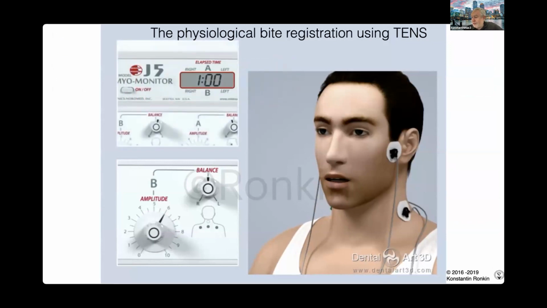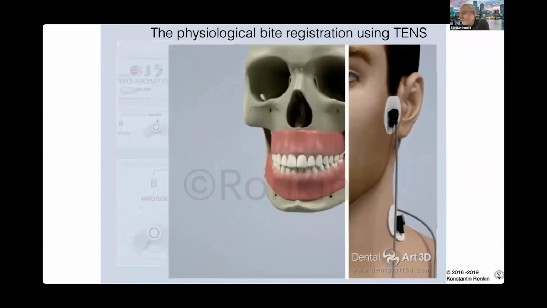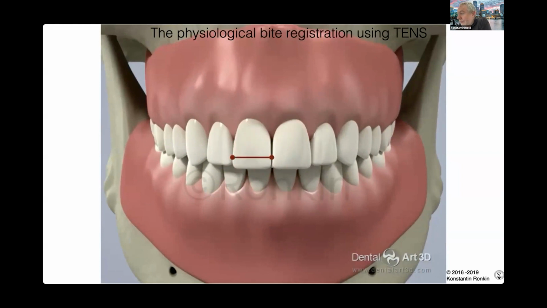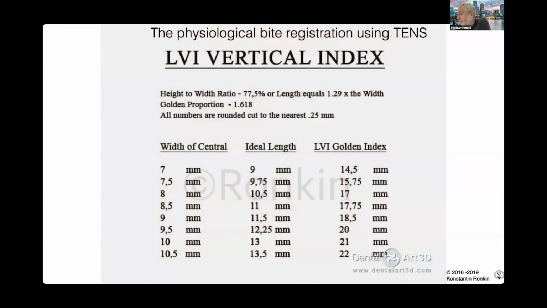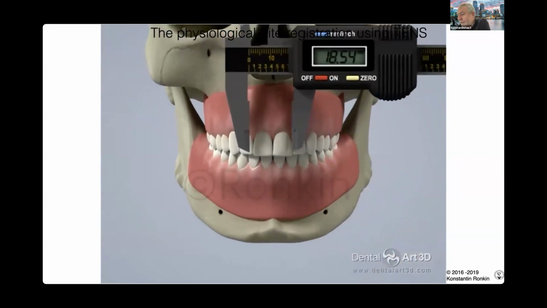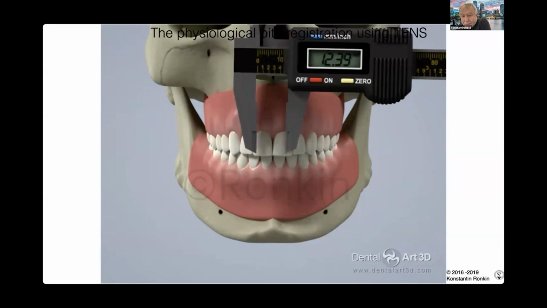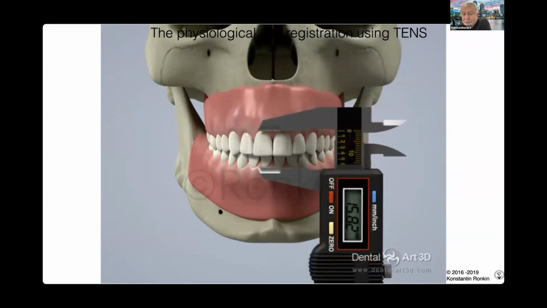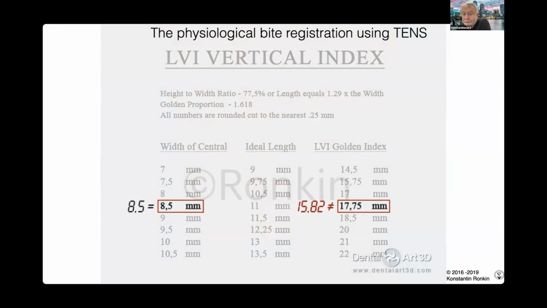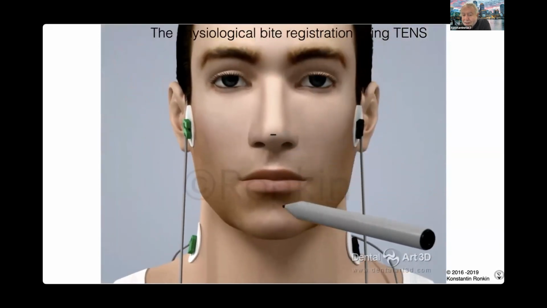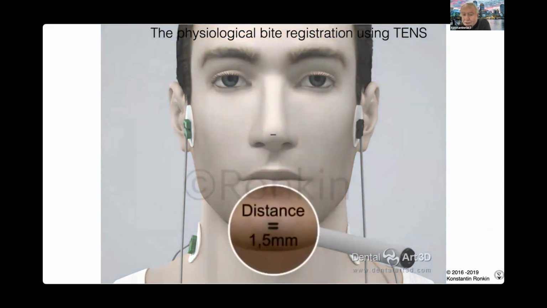So we tense the patient, and as a result of this tensing, like I said, the jaw moves to the right physiological position. Again, we can use up to an hour, like 60 minutes, to do muscle relaxation and get rid of pathological engrams. Also, we can use some indexes, like vertical indexes, Shimbachi and LVI indexes, and they will help us to put the jaw in the right position in the vertical plane.